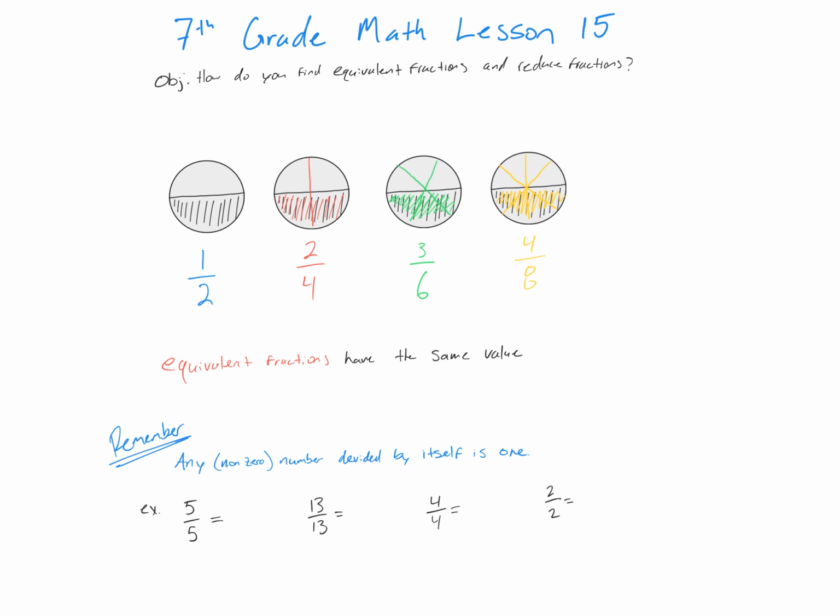Now, before we move on, we need to remember something: any number divided by itself is 1, as long as that number is not 0. So any number divided by itself is 1. So for instance, if you took 5 and divided it by 5, you would get 1. If you did 13 divided by 13, you'd get 1. 4 divided by 4, 1. 2 divided by 2, 1.